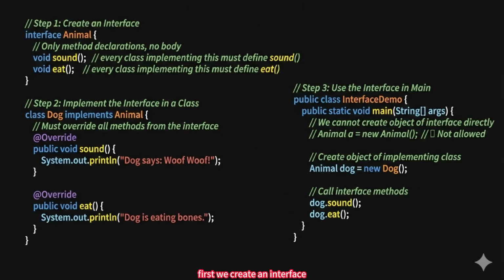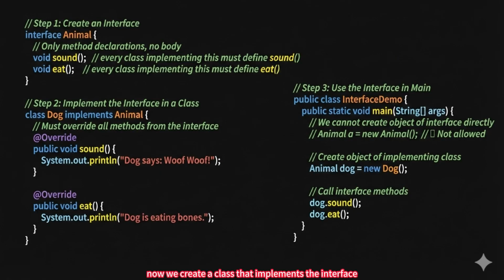First, we create an interface. We write the interface keyword. Then we give the interface name, here it is Animal. Now inside the interface we declare methods. Remember, interface contains only method declarations. No method body. So inside the interface we write void sound and void eat. Sound and eat are abstract methods. They have no body. Any class implementing this interface must define these methods.